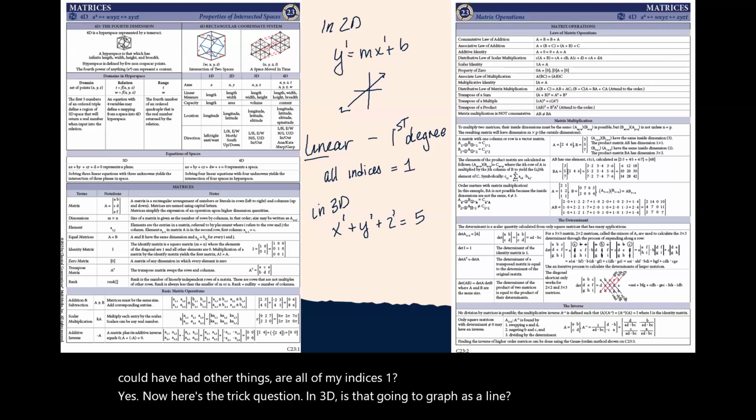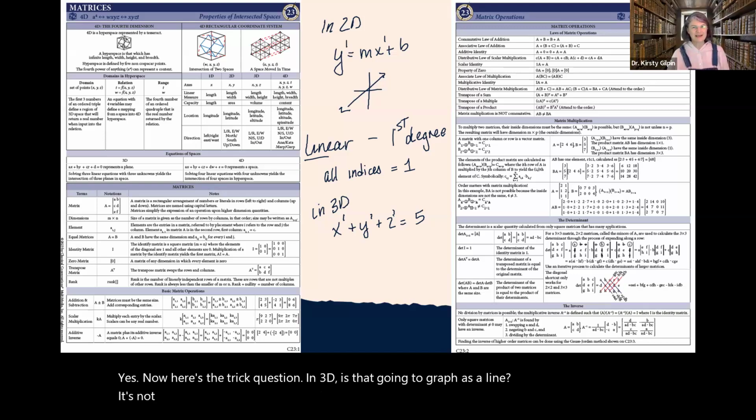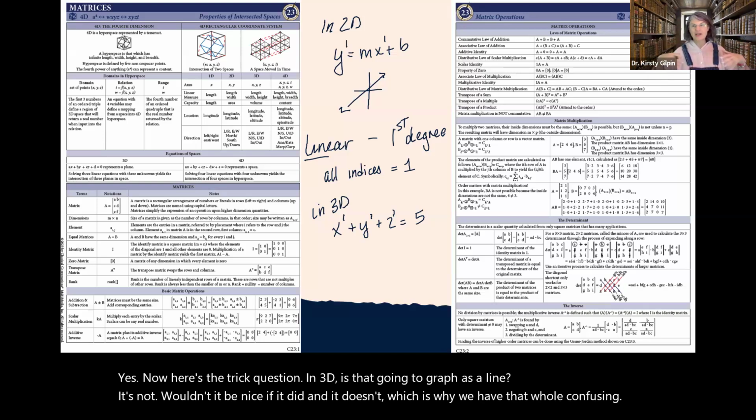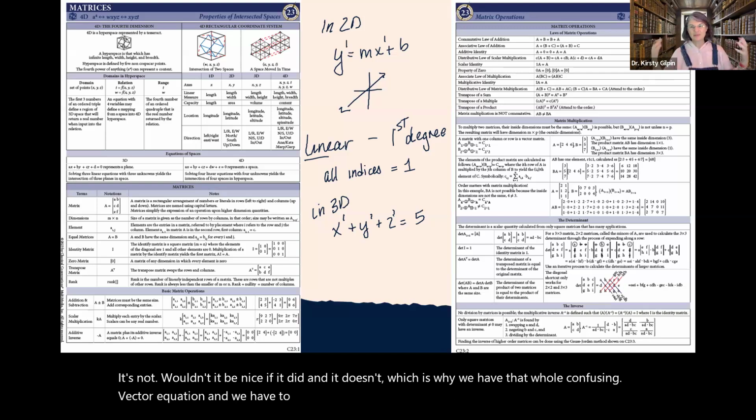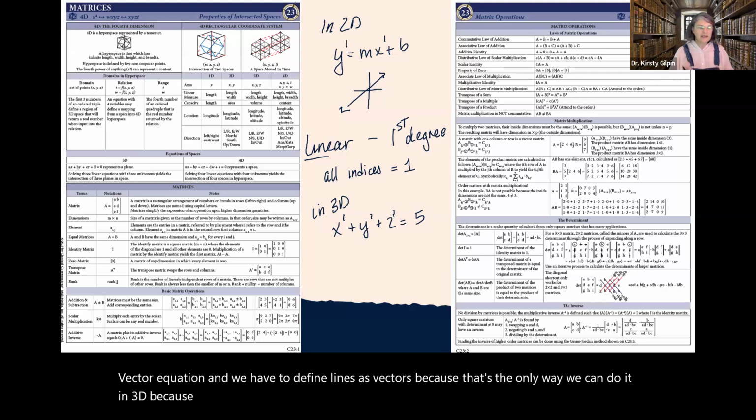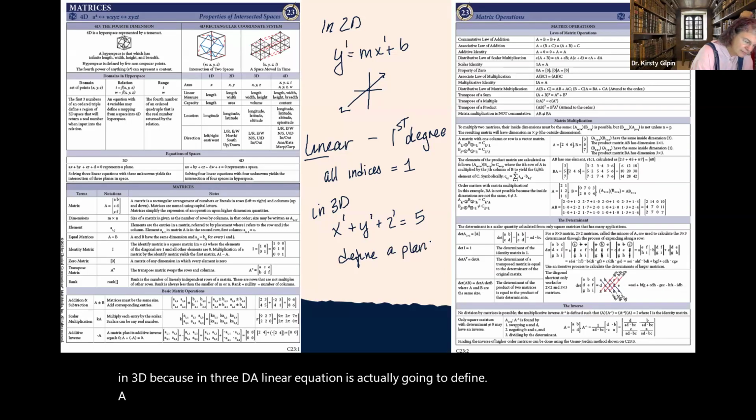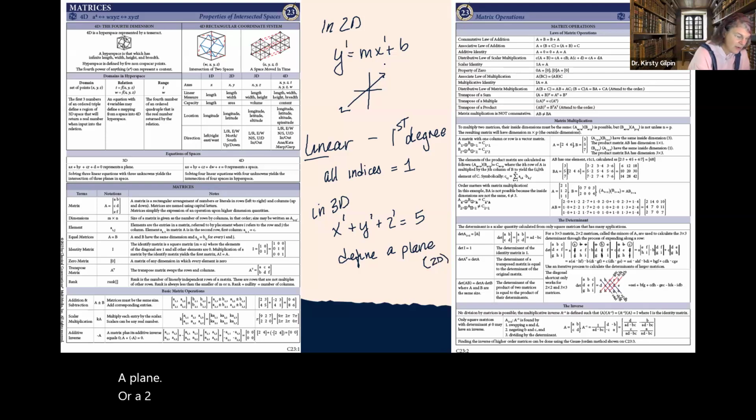No. It's not. Wouldn't it be nice if it did? And it doesn't, which is why we have that whole confusing vector equation, and we have to define lines as vectors because that's the only way we can do it in 3D. Because in 3D, a linear equation is actually going to define a plane, or a 2D, right? So here it's a line, or 1D.